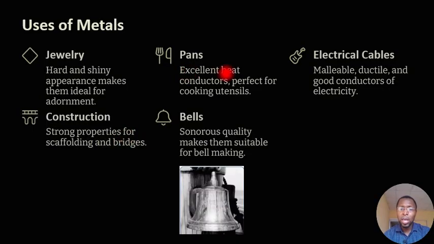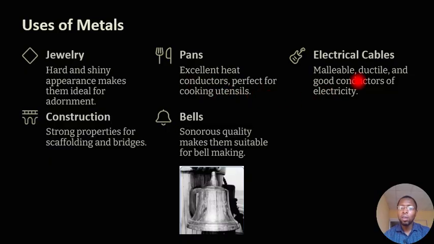We use metals in making our pans. Our frying pans, our cooking pots, they are made up of what? Metals, because they are good conductors of heat. So they are perfect for cooking utensils. They are good conductors of heat.